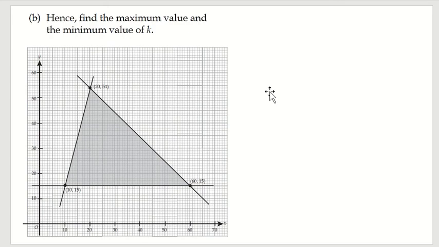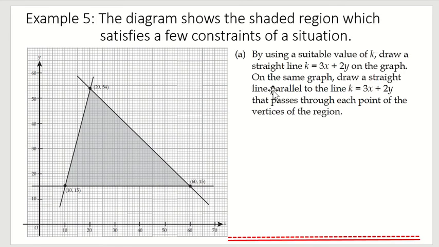So, got one more example. Can you give me extra 3 minutes or not? Oh, this one. This I think is easy.